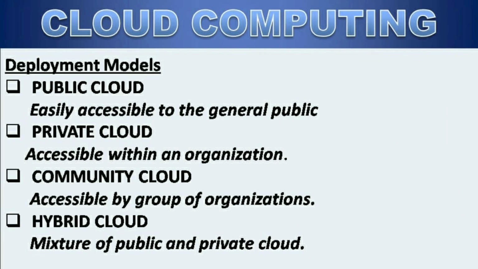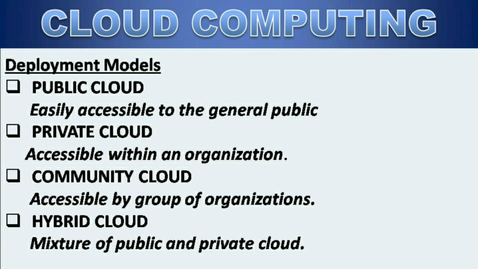First one is deployment models. Here there are four types: public cloud, private cloud, community cloud, and hybrid cloud. Public cloud is easily accessible to the general public, anyone can access. Private cloud is accessible within our organization; other than the organization's employees, no one can access. That is the private cloud.